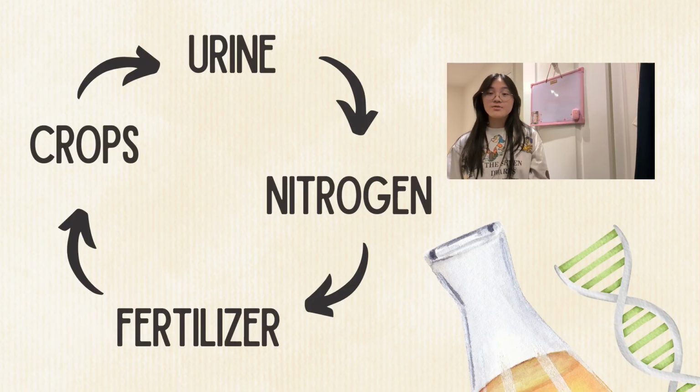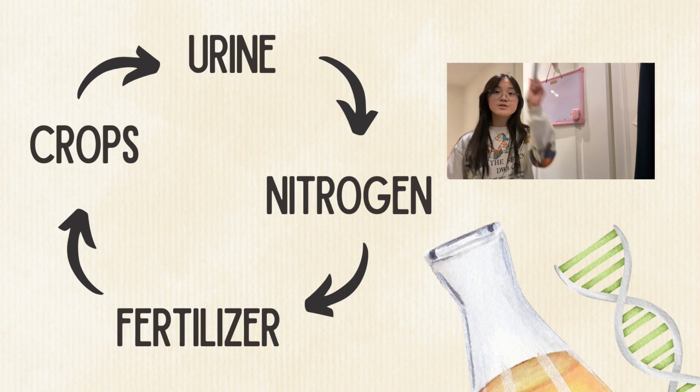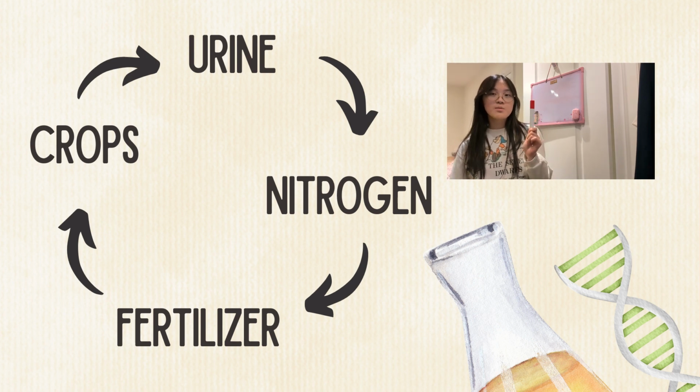Because the nitrogen recovered from wastewater can be used directly as fertilizer, it helps create a circular process where waste is turned into a new resource. For example, 1 cubic meter of treated urine produces enough nitrogen to fertilize several hectares of crops, like tomatoes.